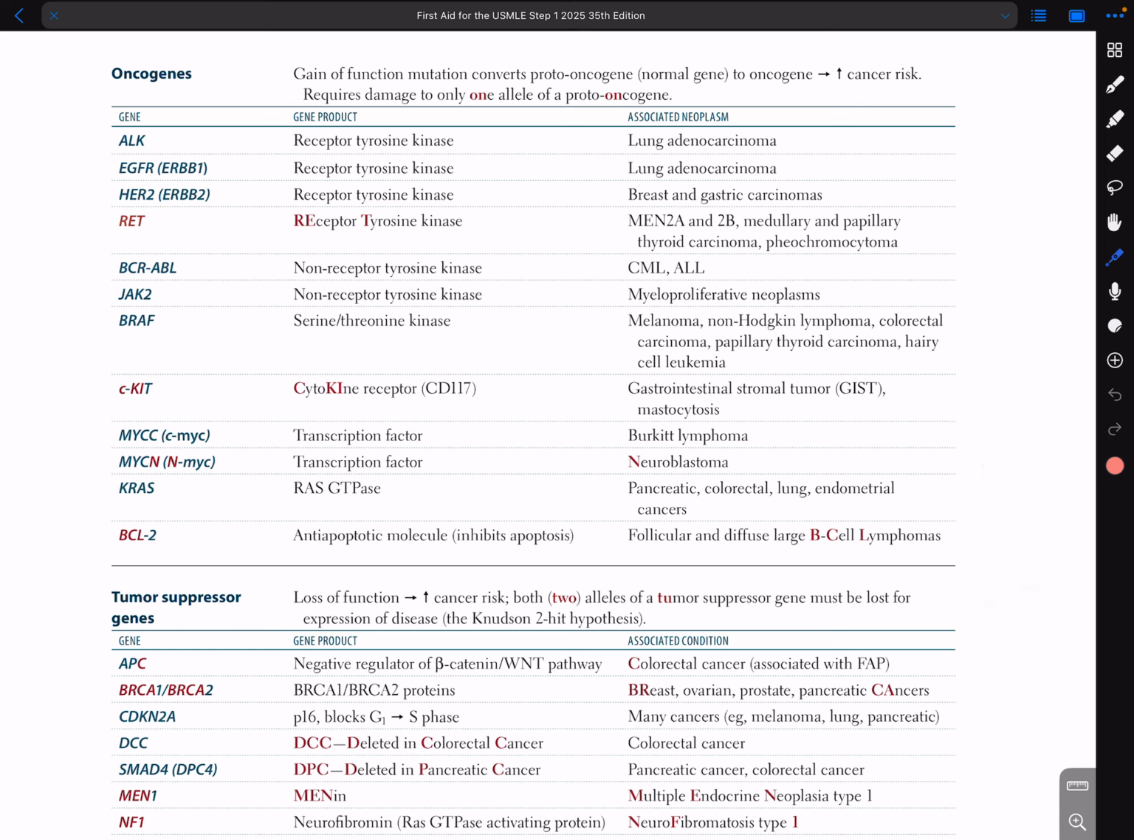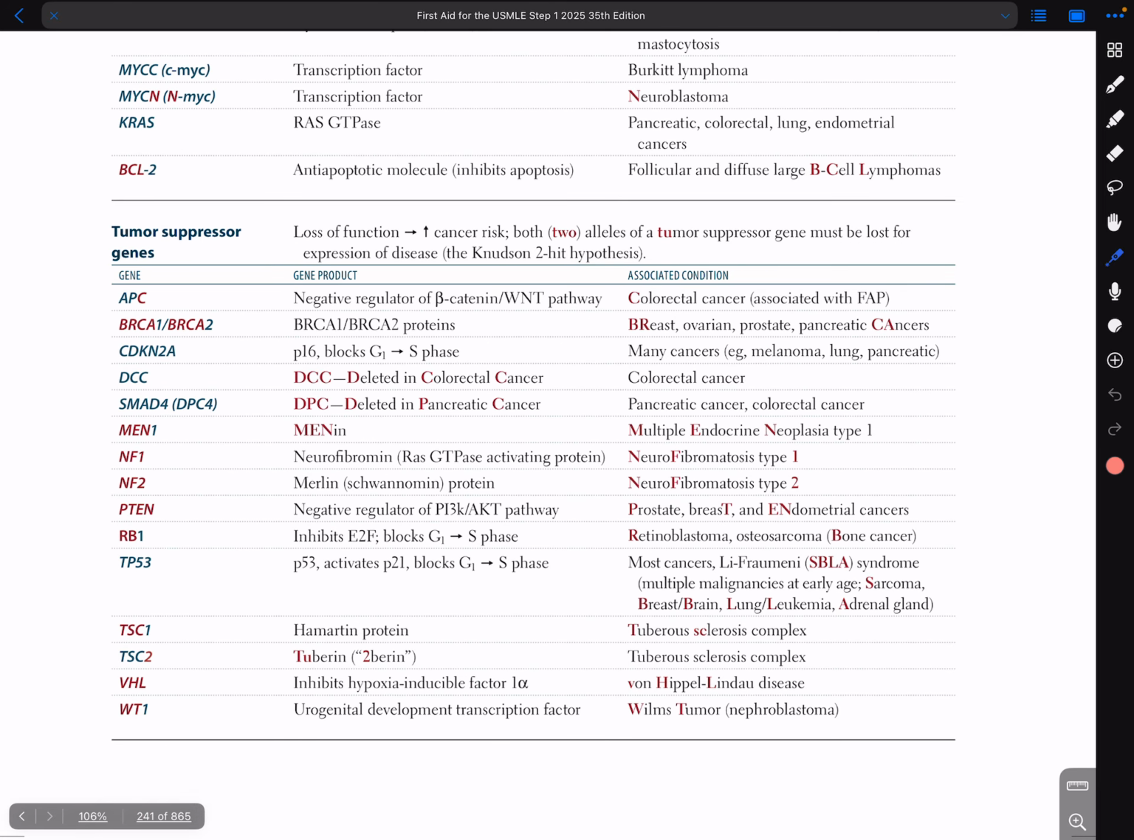What oncogene is associated with follicular and diffuse large B-cell lymphoma? It is BCL2, and the gene product is an anti-apoptotic molecule that inhibits apoptosis. So there is no apoptosis; BCL2 is the oncogene that causes that, and the associated neoplasm is follicular and diffuse large B-cell lymphoma.